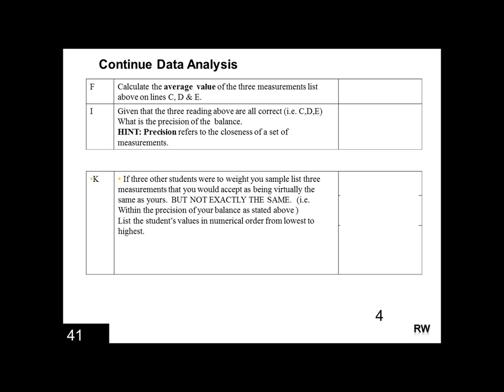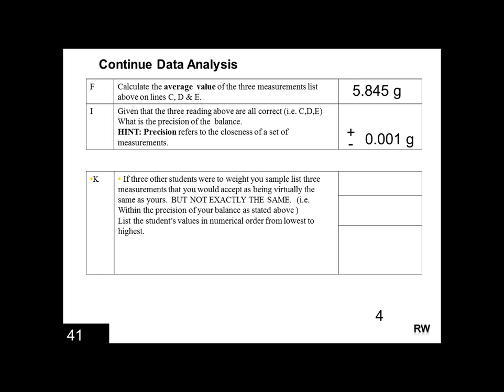Okay, let's continue with the lab report. We've already calculated F and I, the average and the precision for the instrument. So let's answer question K. If 3 other students were to weigh your sample, what measurements would you accept as a valid measurement?